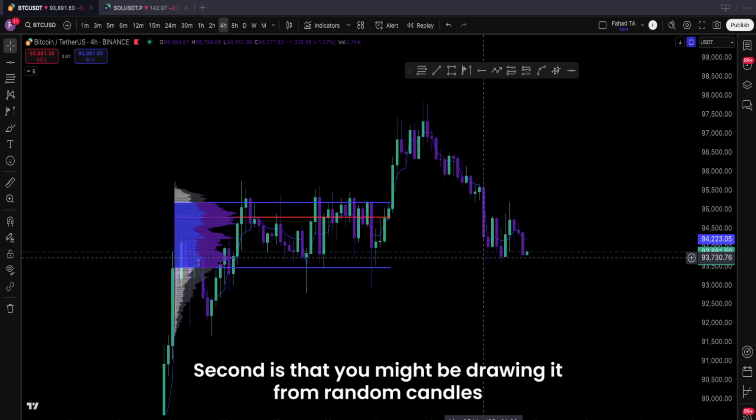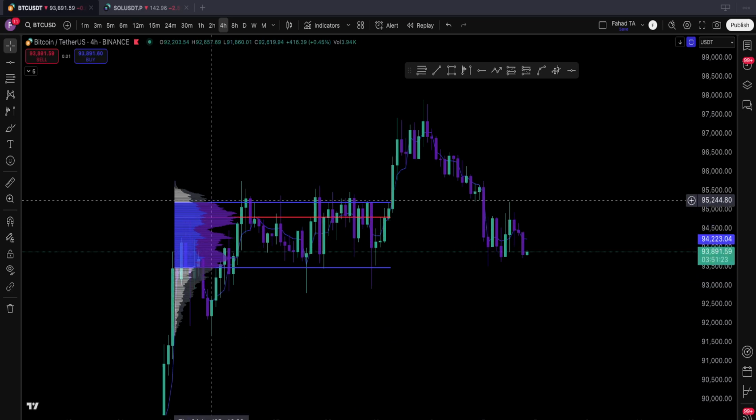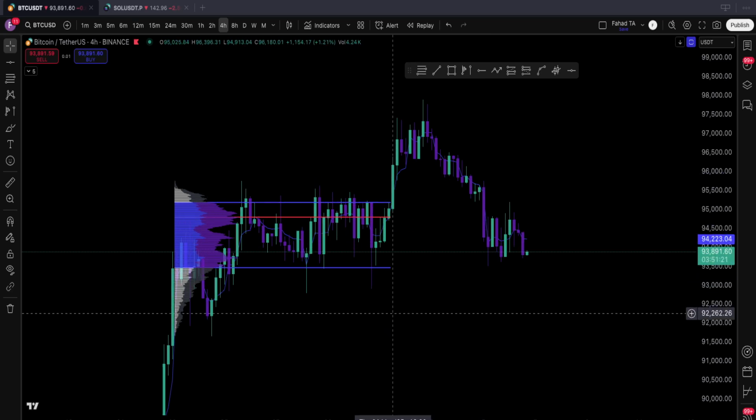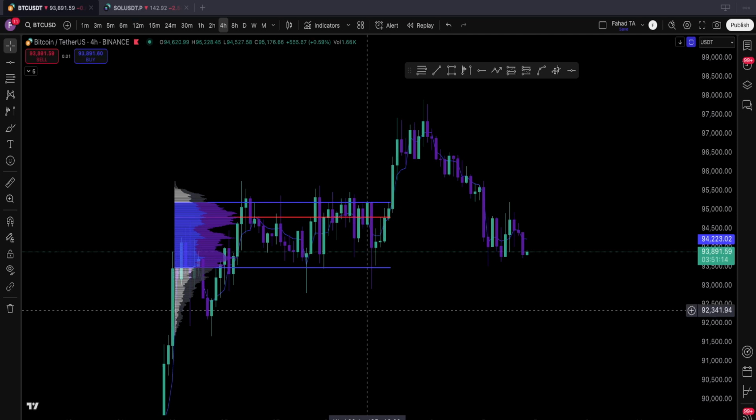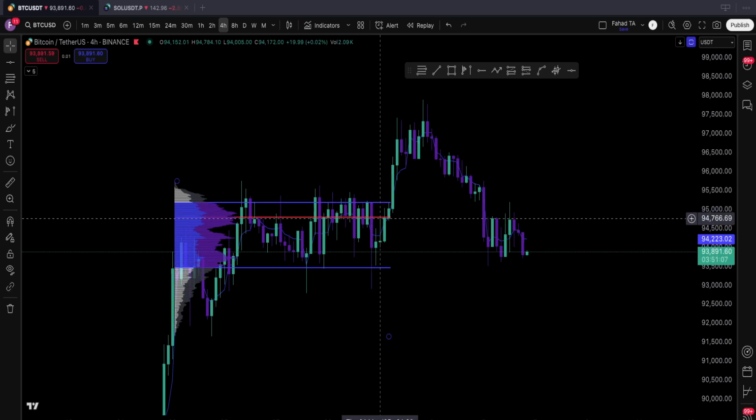Second is that you might be drawing it from random candles if you are in a range bound market. So it's very important that your starting and ending point are absolutely correct. That will only be based upon experience, so you need to have some great experience as well. Third is trading every touch of POC. You do not want to trade POC every time the price is reaching this level. You want to have some strong confirmation, and only then get into a trade at your POC or at any of the levels which your FRVP tool gives you.